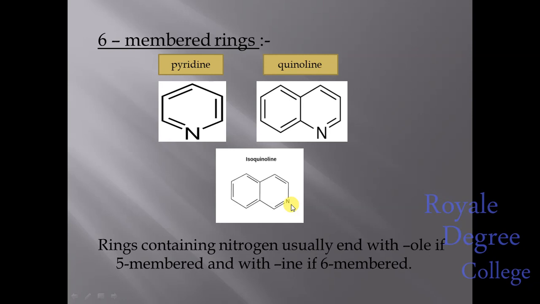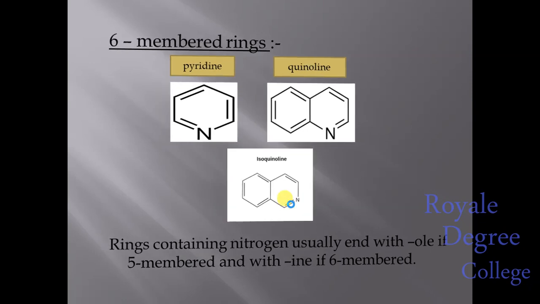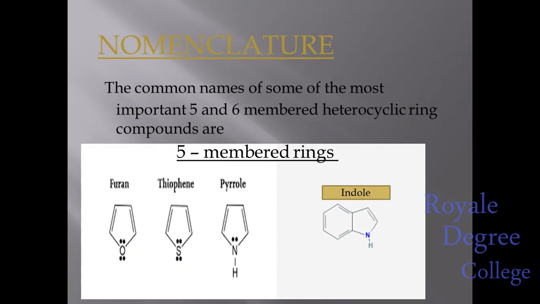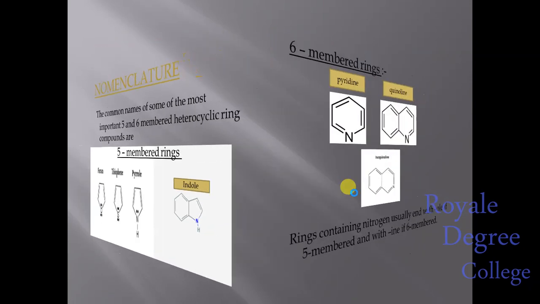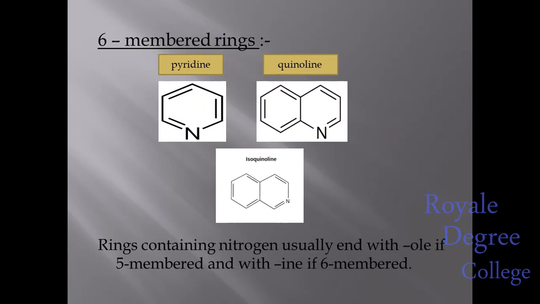Rings containing nitrogen usually end with OL. Okay, if 5-membered, look at this again, OLE, you can see here indole. It is a 5-membered ring compound which is attached with the benzene. And another one is, if it is a 6-membered ring compound, it is named with INE. That is, you can see here pyridine, quinoline, isoquinoline, like that.